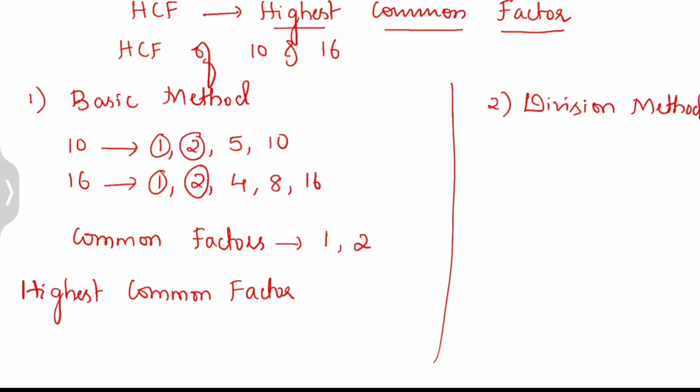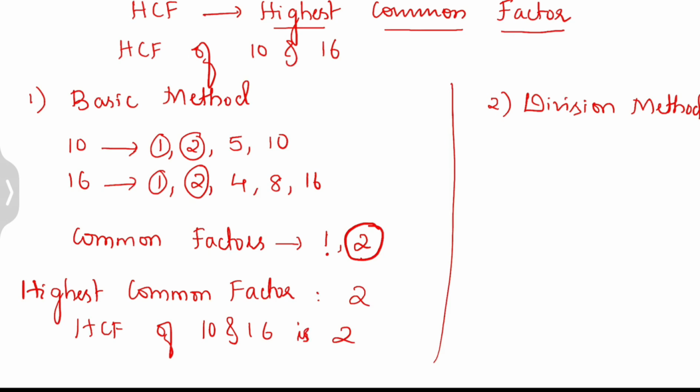Which factor is highest and common between 10 and 16? We have common factors as 1 and 2. But which is the highest number? 2, isn't it? So the highest common factor between 10 and 16 is 2. Therefore we say that HCF of 10 and 16 is 2. So this was the basic method, and also how we understood what is highest common factor.